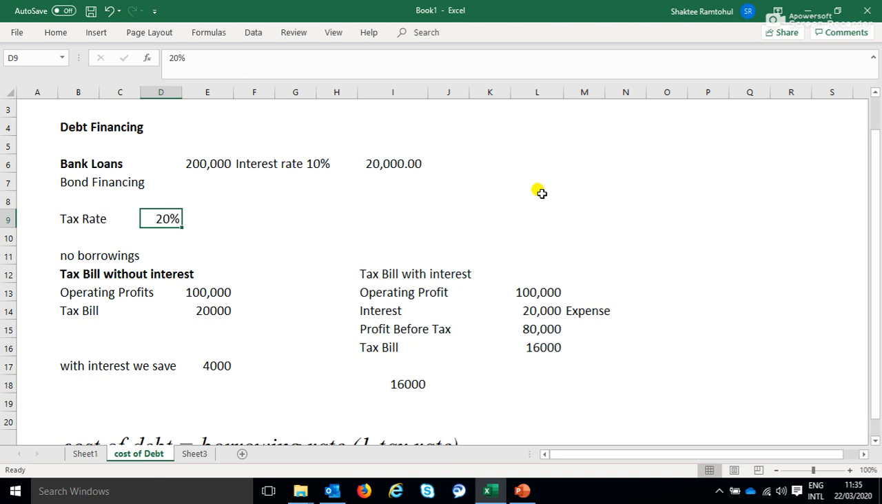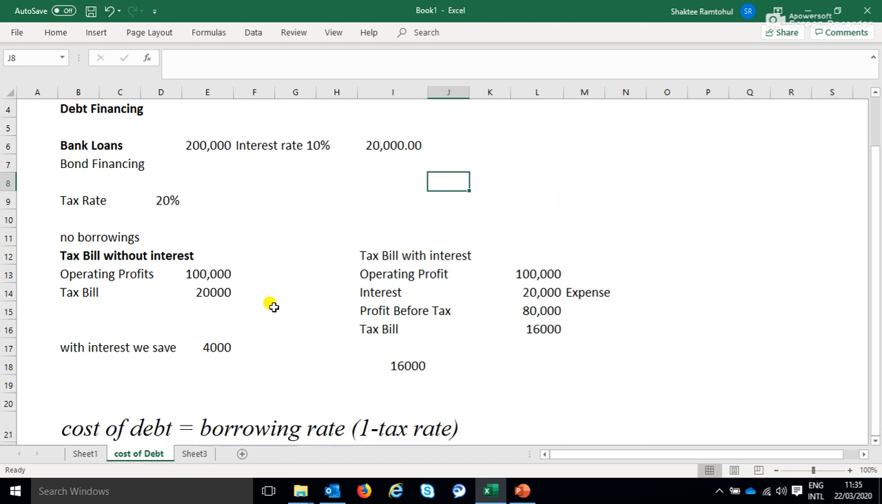Now, what you will see in your slides at some point is the tax shield. I know this word sounds a little bit horrible, so I'm going to explain it using one simple example. I've taken an example where we have no borrowings. So this is my company, and I have no borrowings. I want to find out what the tax is without interest.